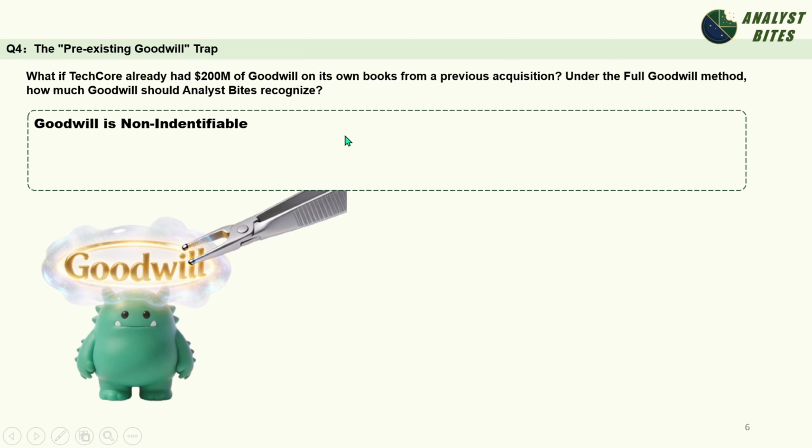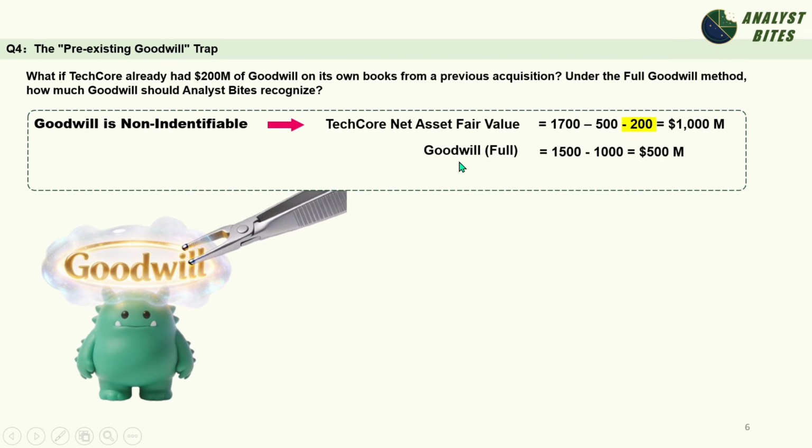Therefore, it is not an identifiable asset and can't be included in our net identifiable assets calculation. So, in this case, the fair value of the subsidiary's net assets is no longer 1,200 million. We must exclude that 200 million of existing goodwill, adjusting the value to 1,000 million. Now, under the full goodwill method, the new goodwill we record for the consolidated group becomes 1,500 million minus 1,000 million, which equals 500 million.